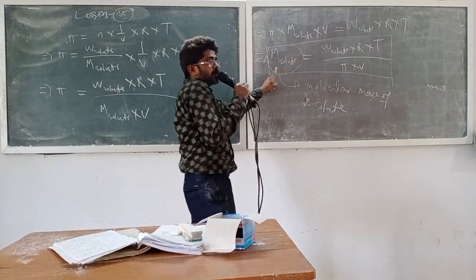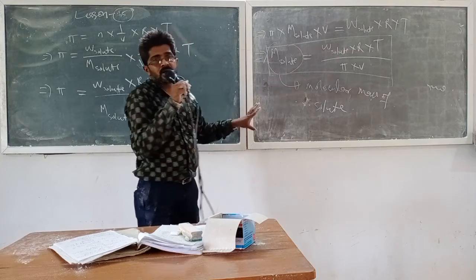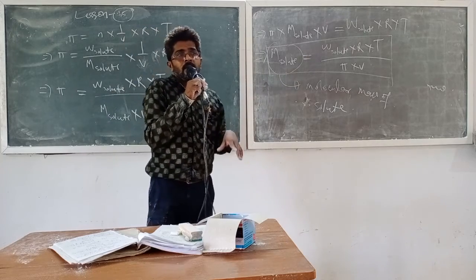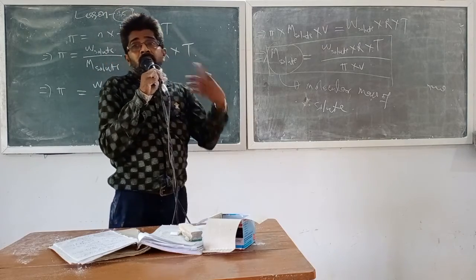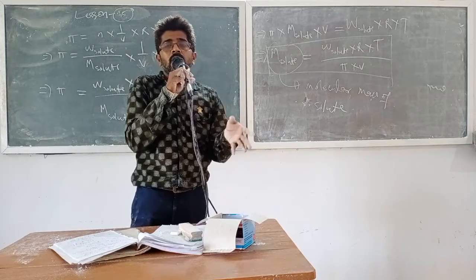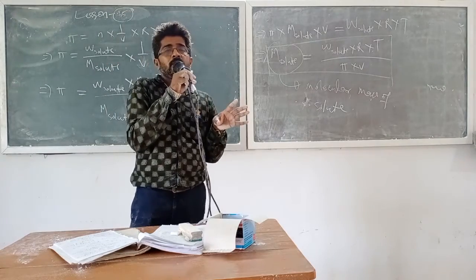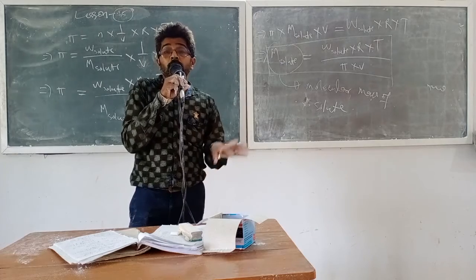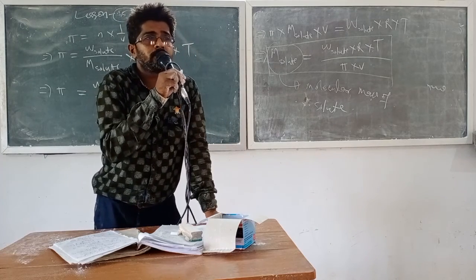So by the help of osmotic pressure we can calculate the molecular mass of the solute, and we also know that pi is proportional to concentration. Concentration means the number of moles of the solute. So as osmotic pressure pi depends upon the number of moles of solute but not upon the nature of the solute, hence it is a colligative property.